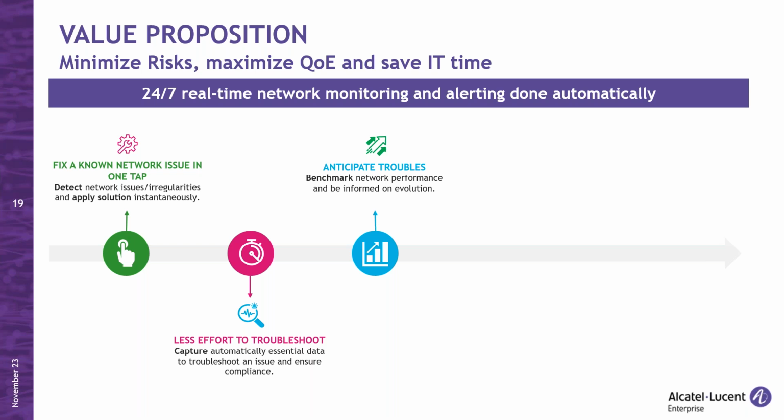This is the purpose. So in the short term, you can see here what OmniVista will be able to do: fix a known network issue in one tap, detecting network issues and applying solution remediation instantaneously with 24/7 monitoring of your network. It takes less effort to automatically capture essential data to troubleshoot an issue, ensuring compliance, anticipating troubles, benchmarking the network and its performance, and informing on the evolution.